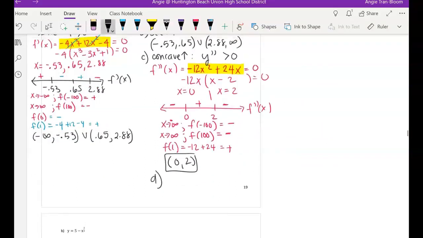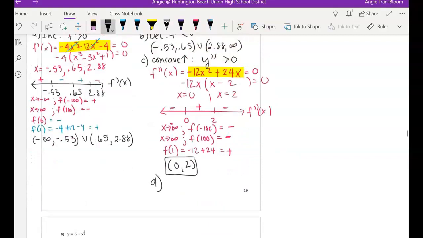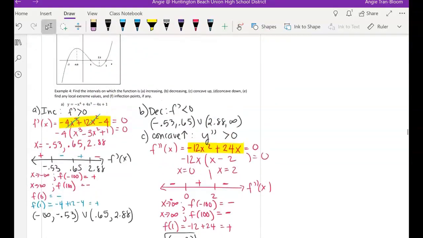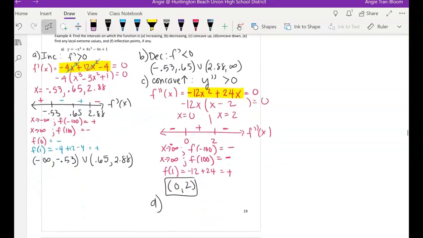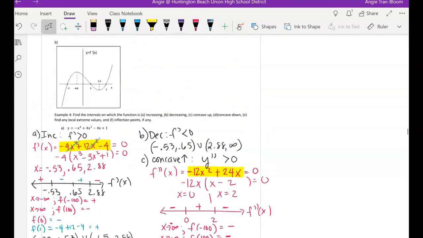Oh my gosh, did I use up the whole page already? Concaving down from, let's see, negative infinity all the way to 0, or 2 to infinity, because concaving down is when the double derivative is less than 0. Next, I did D. E is local extreme values.